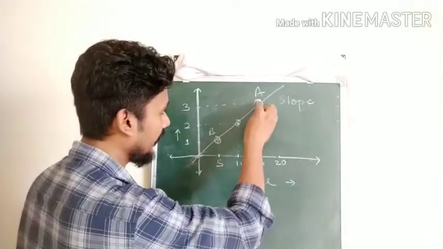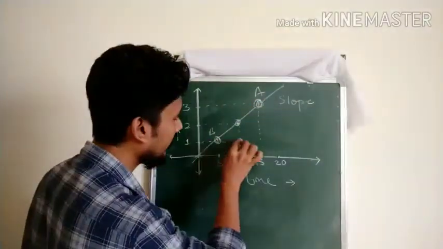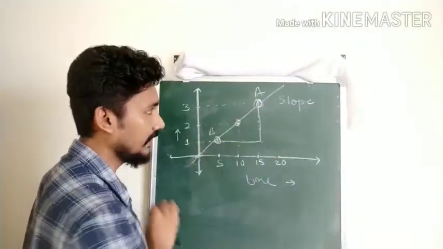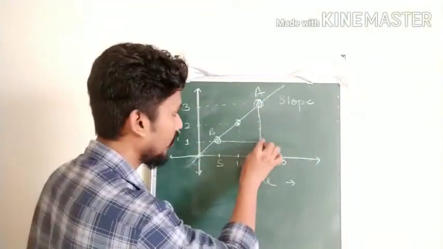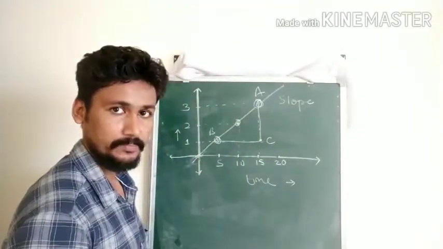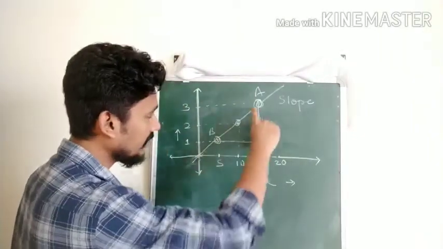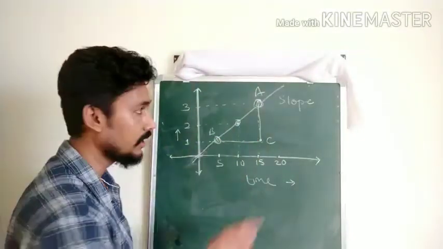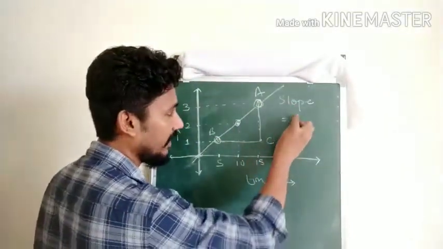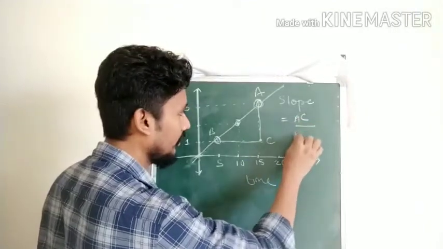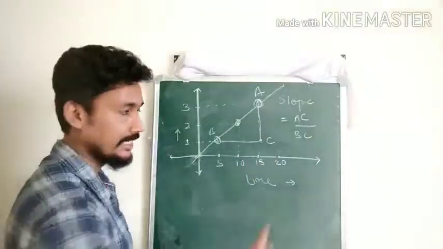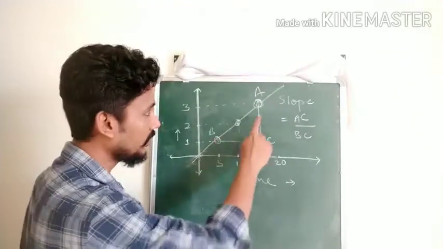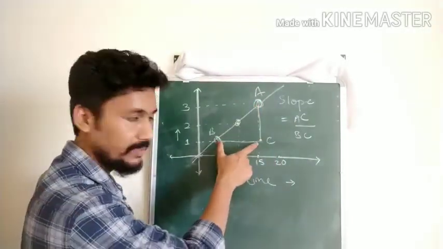Then from B you can extend it here, and from A you can extend here. You will see now we are getting a triangle like this. This point let us call C. Now you can see there are two sides here, AC and BC. So the slope of the graph is given by AC upon BC. That is the Y side divided by the X side. So AC divided by BC.